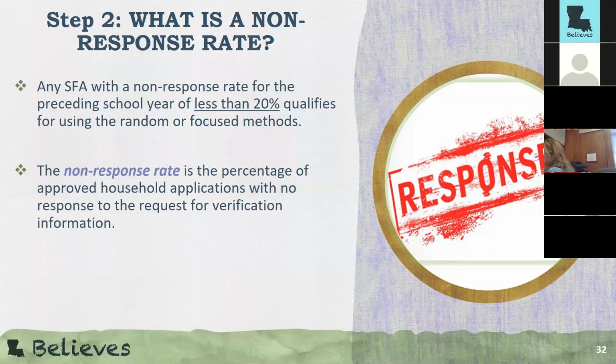non-response rate. This is specifically for SFAs with more than 20,000 children approved by applications as eligible as of October 1st of the school year. These SFAs may use an alternate sample size for any school year when its non-response rate for the preceding school year was at least 10% below the non-response rate for the second preceding school year. If you have any questions about this qualification for use of an alternate method, please contact the state agency.